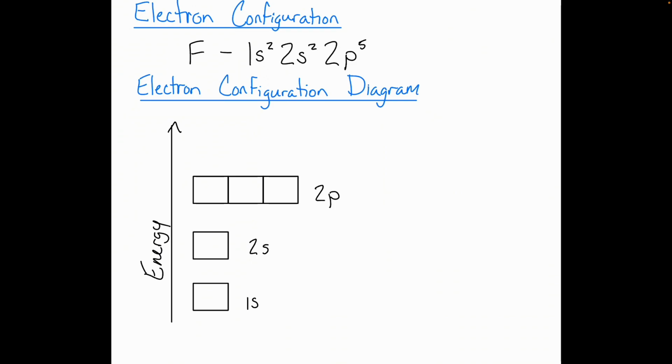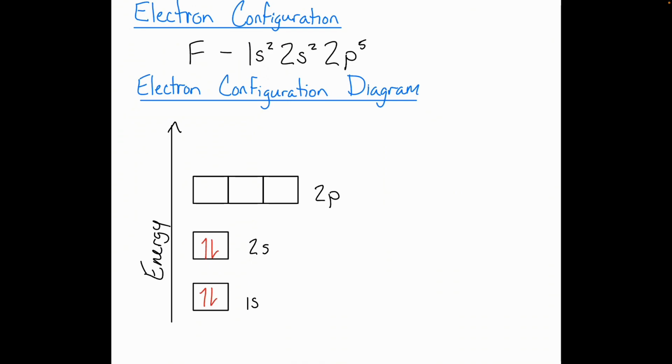All right, and then we're going to fill in our diagram here with these arrows representing our electrons. Remember, we can fit a max of 2 of these electrons per box, and one of them is going to be what's called spin up, an upward pointing arrow. The other one's going to be what's called spin down, a downward pointing arrow. If we look at our 1s orbital, there's a total of 2 electrons, so it's completely full. So we'll put in 1, 2. Same thing with our 2s, completely full, 1, 2.